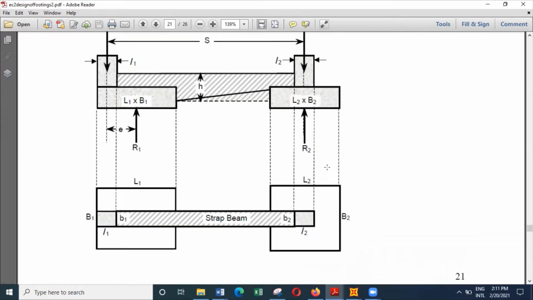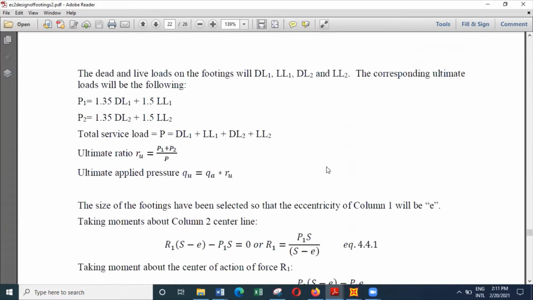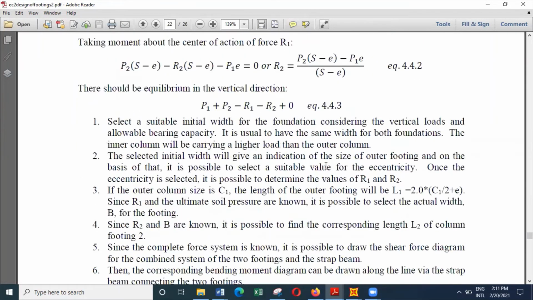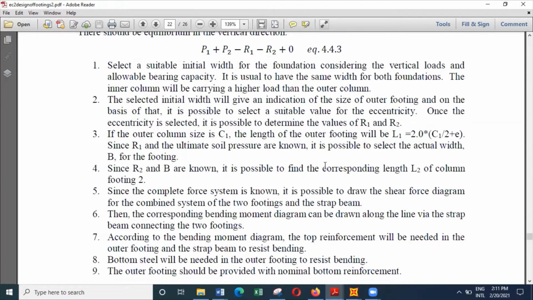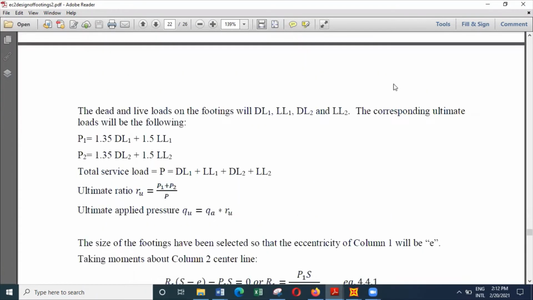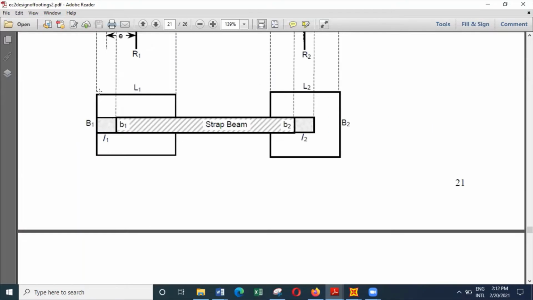So certain load transfer would take place due to the connecting beam. So what you do is, first we will find a suitable initial width for the foundation, and based on the initial width we can find a suitable length for this foundation.